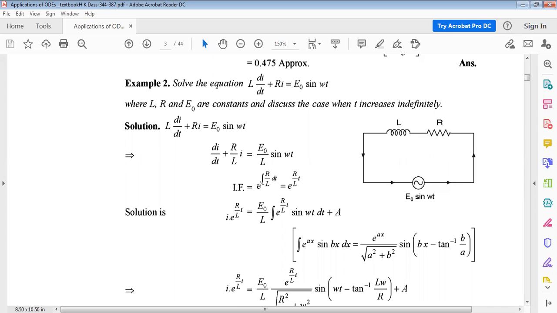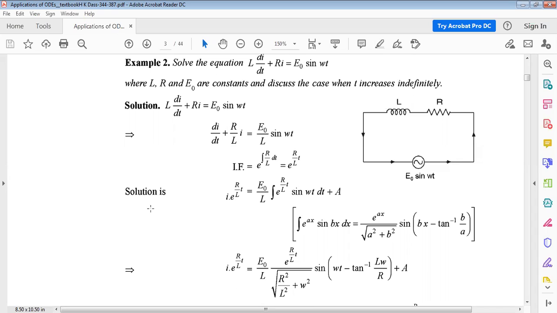The integrating factor will be e to the power integral of P dt, where P is the coefficient of the dependent variable. The dependent variable here is i, in place of y, and in place of x we have t, so t is the independent variable. After integration, we get the same integrating factor as in the previous example. The solution will be: dependent variable times integrating factor equals the integral of the right hand side times integrating factor, plus the integral constant.